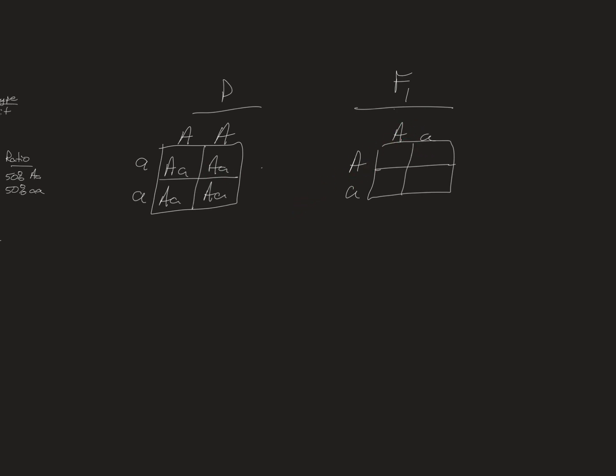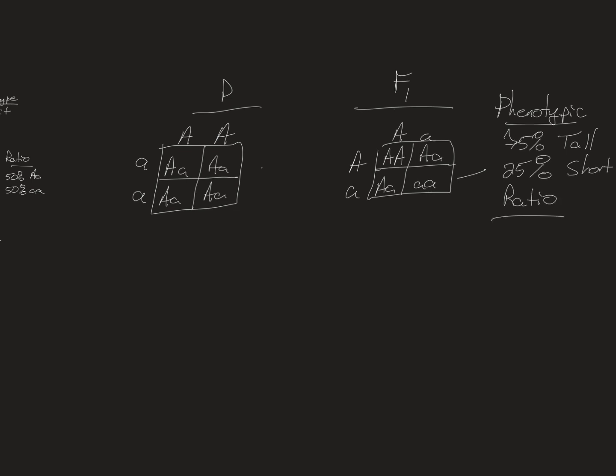All right, so then what do I get? I get big A big A, big A little a, big A little a, and little a little a. I get 1/4 having 25% short, and 75% tall. These are phenotypic ratios, right? It's 75 to 25.